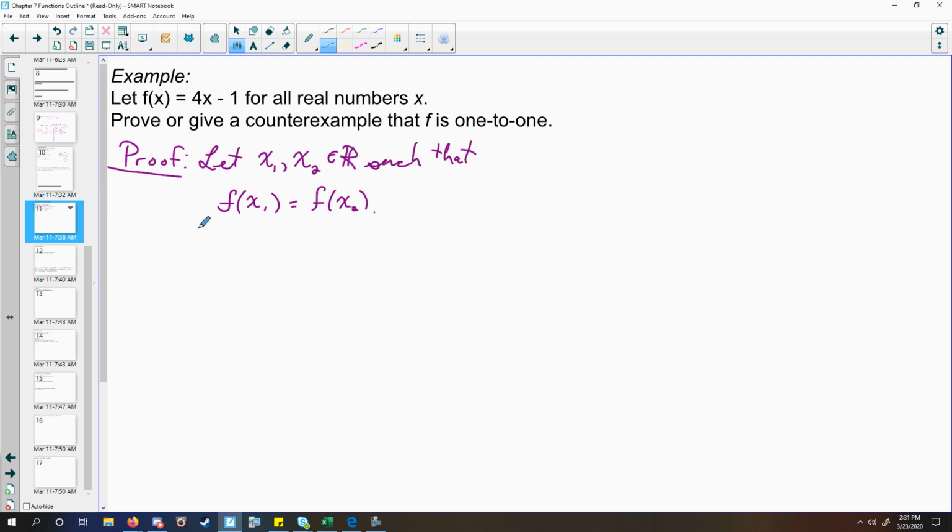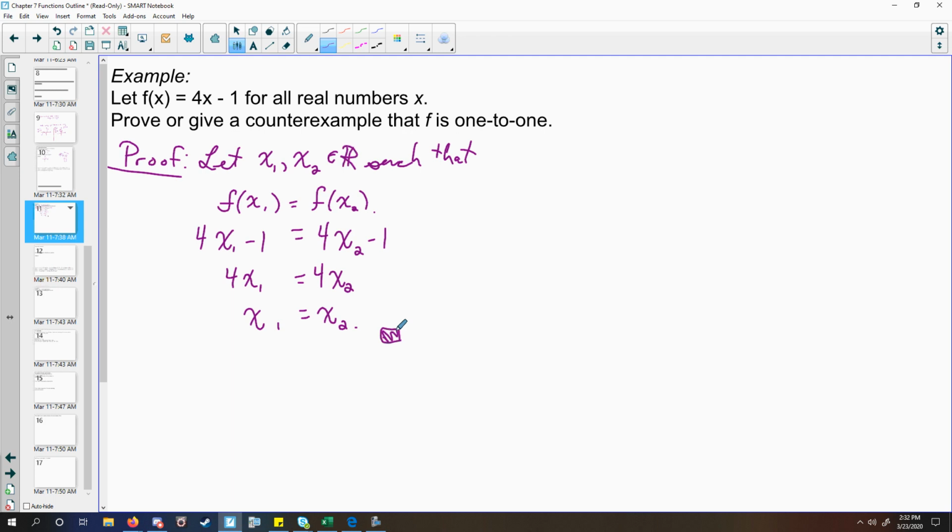By substitution, we have 4x1 minus 1 equal to 4x2 minus 1. If you add 1 to both sides, we're left with 4x1 equals 4x2. Divide both sides by 4, and you can see that x1 must equal x2. There's no ambiguity to the statement. We've shown that any time you have f of x1 equal to f of x2 for these arbitrary real numbers, x1 must also equal x2.